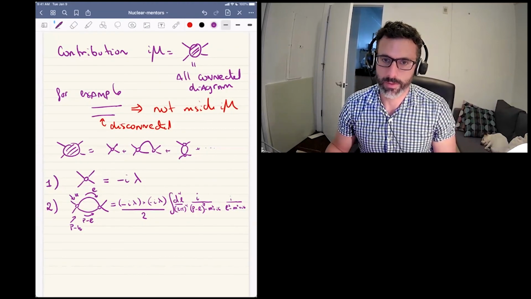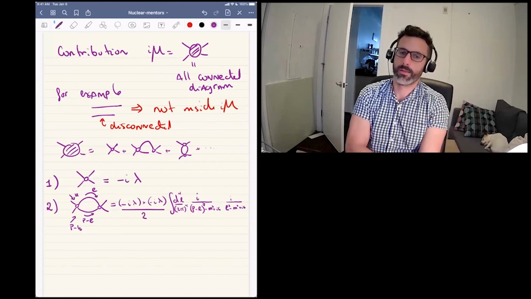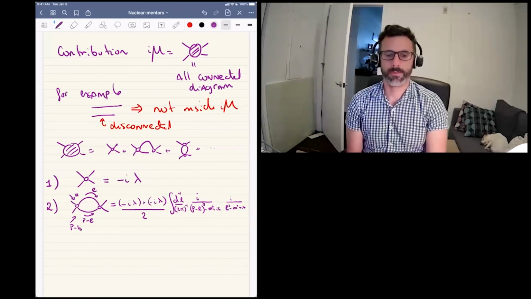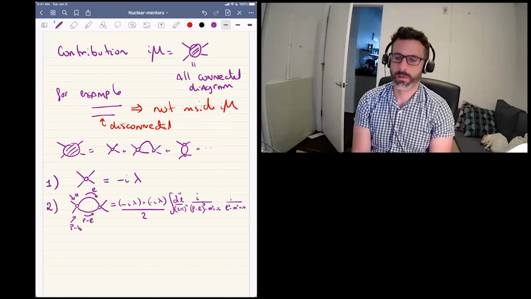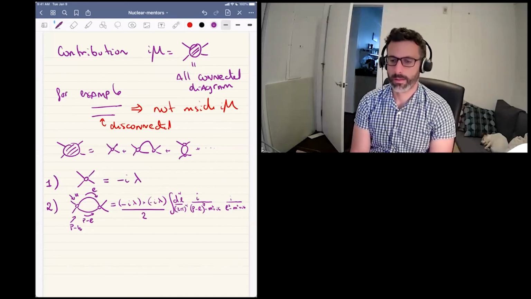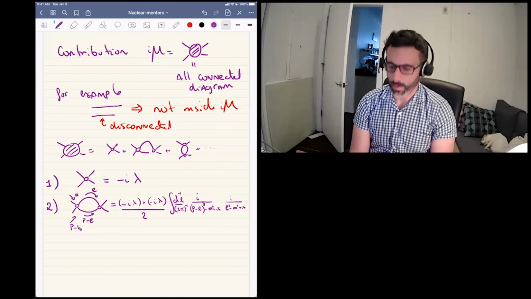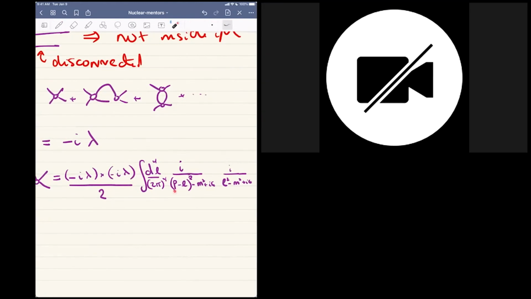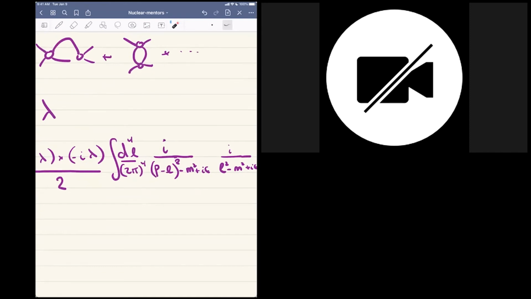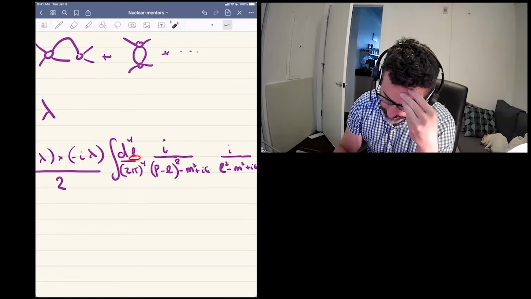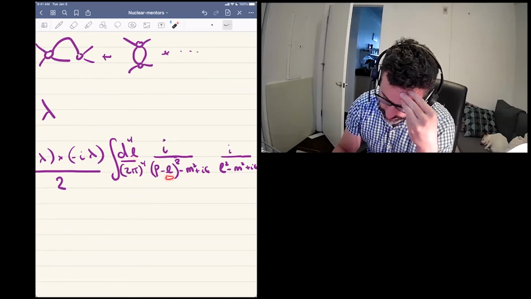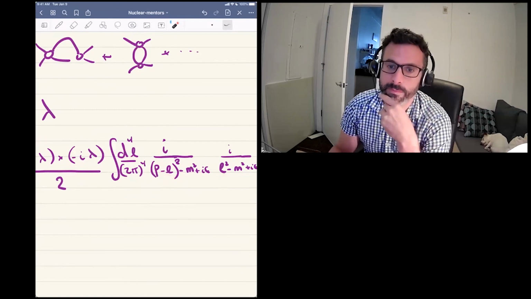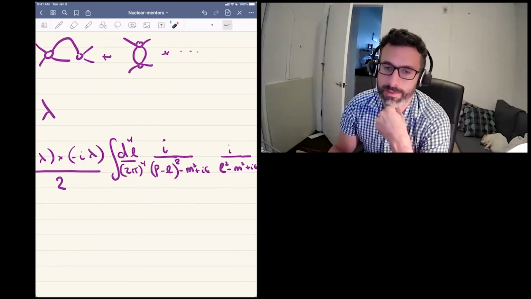All right, Asha, you have a question? Yes. When we multiply by these factors for the internal lines, is that within the integral or outside of it? Oh, so you mean the propagators? Yes. They have to be inside of the integral because I'm integrating over L, and notice this depends on L and this depends on L. So it has to be inside of it.